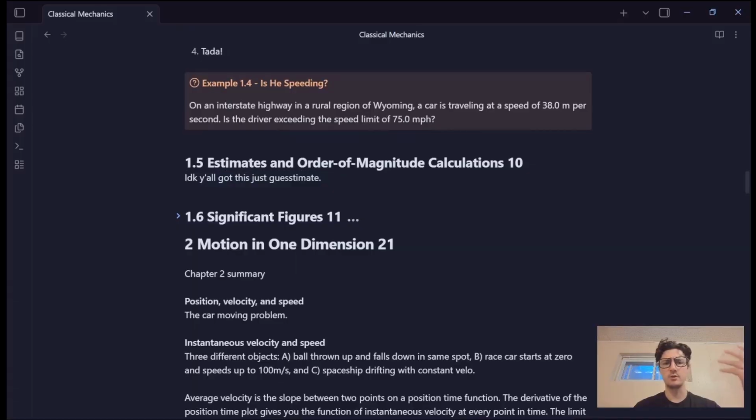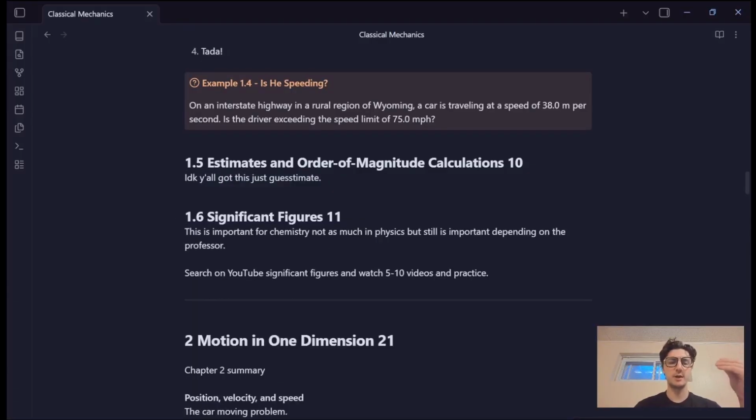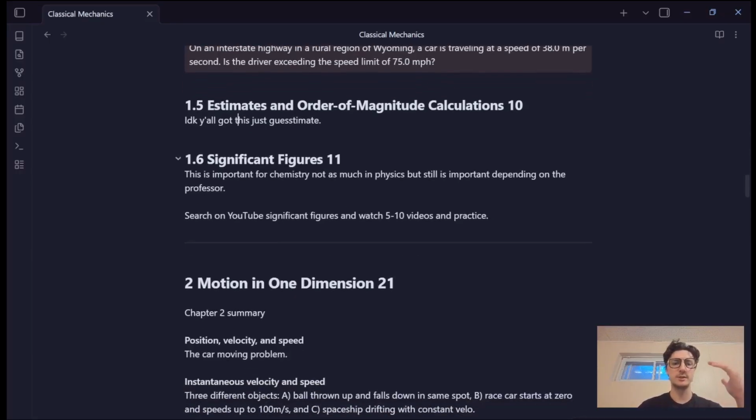Guesstimate. So, I don't know, order of magnitude. How much is a grain of rice compared to a building? Definitely several orders of magnitude in mass and length and size and stuff like this. Orders of magnitude, let me know if you have questions about this. Significant figures, watch the Professor Dave Explains video.